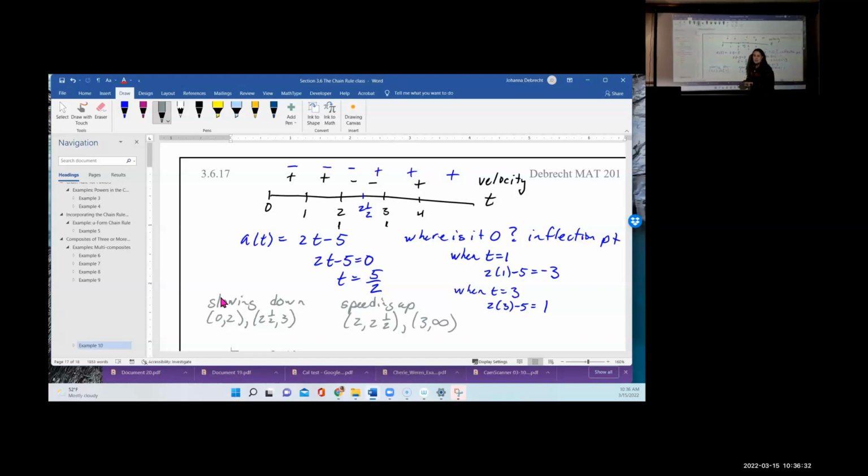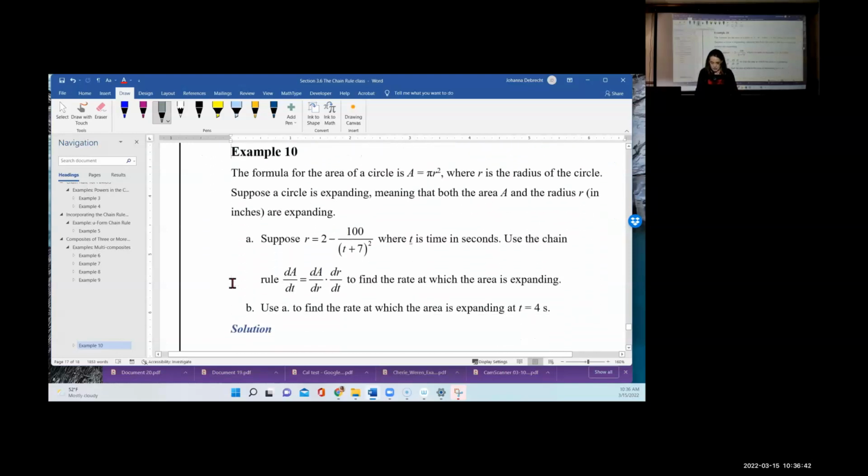So this will help you on the homework figure out where the intervals are that you're speeding up and where you're slowing down. All right. I think we have one example left.